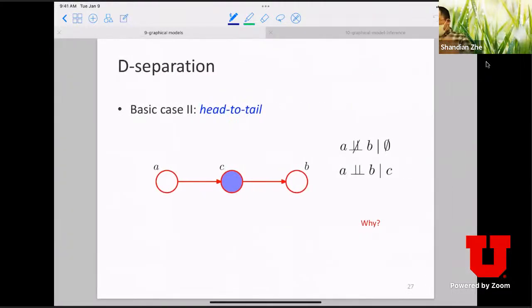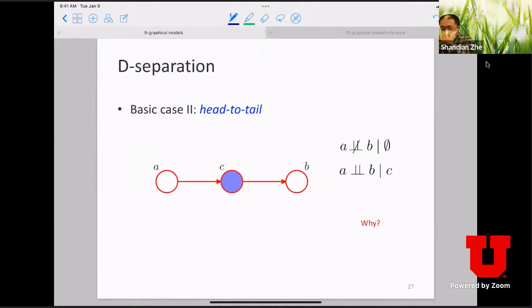And the second case is called head to tail. Again, there are three nodes, A, B, and C in the middle. But we connect from A to C first, and then from C to B. So when we draw a path from A to B, we first meet C with the head of this arrow, and then we leave C with the tail of the next arrow. That's why it's called head to tail.